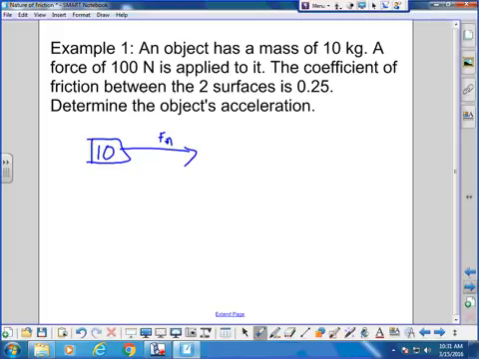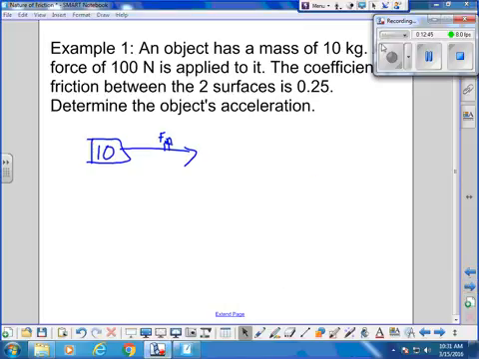Okay, so that is the applied force, FA. Let's see if I can draw that better. There we go. Okay, there's 100 newtons applied to it. The coefficient is 0.25. Determine the object's acceleration. So we do have some friction force here, but we're not sure what it is.